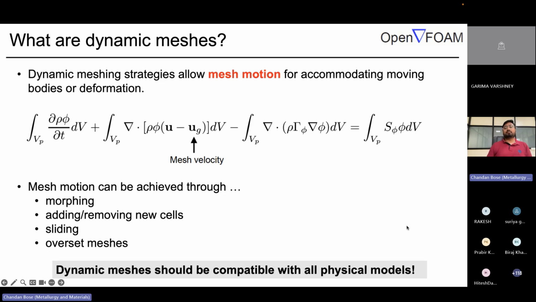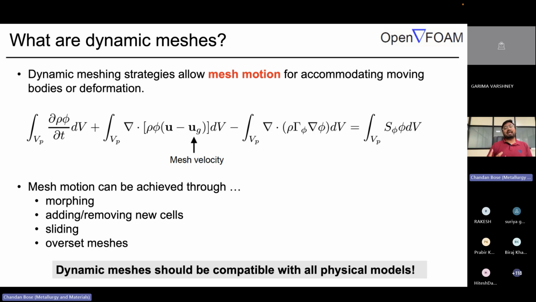So if you see this governing equation, this is a generic transport equation where we have, along with the unsteady term, diffusion term, and source term, the convective term. And within the convective term, you can see that we have to incorporate the relative velocity between the fluid and the mesh velocity UG. So this is the main difference when we try to incorporate dynamic meshing strategies for body movement or deformation of the body. All right.